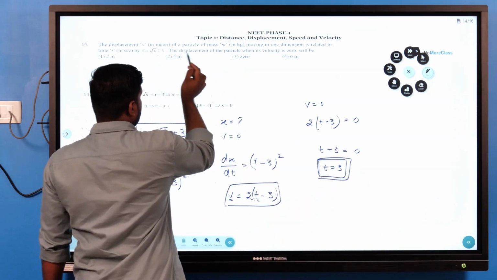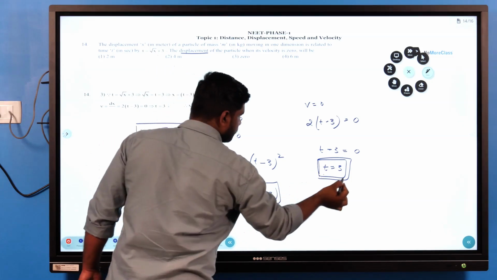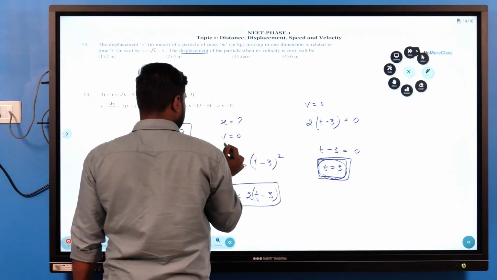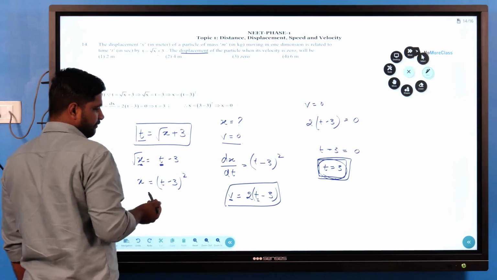But we want to find the displacement where the velocity is 0. So at t = 3 seconds, our velocity is 0. So we will put t as 3 seconds, and we will get the x value.